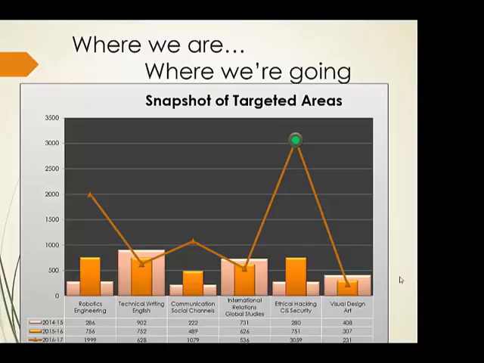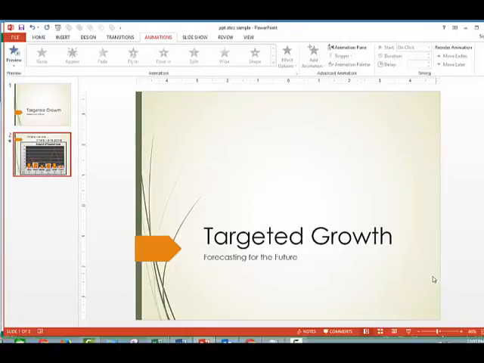So we want to make sure that we are planning for these. Are we restructuring our staffing? Are we coming up with different ways to support these students? Are we going to limit enrollment? Are we going to encourage enrollment? This type of data lets us make decisions.